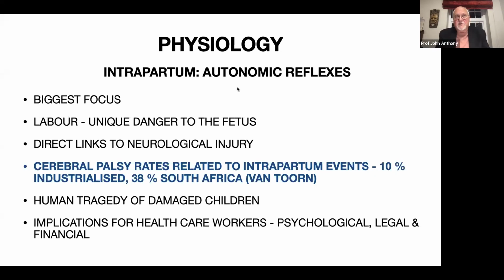And arising from this, obviously, there's the human tragedy of children that are damaged. And there are also lots of implications, obviously, for us, the healthcare workers. When we're involved with a case where there's been this kind of adverse outcome, there's a psychological price to pay, and then there are legal and financial prices that arise as well, directly as a result of this.